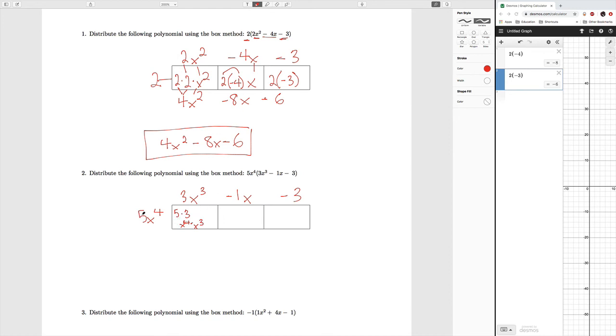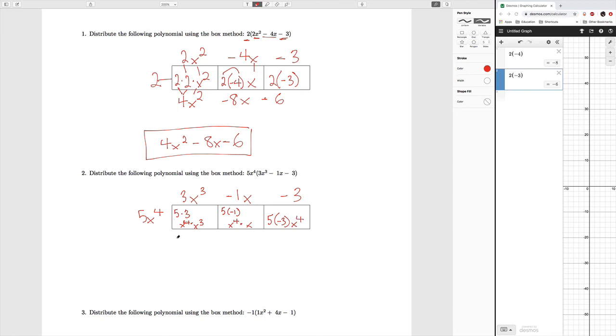And then over here we have negative 5 times negative 1. And then we also have x to the 4th times x. Bring over the x to the 4th, and we bring down the x. On the last one we have 5 times negative 3. And then we also bring over the x to the 4th.